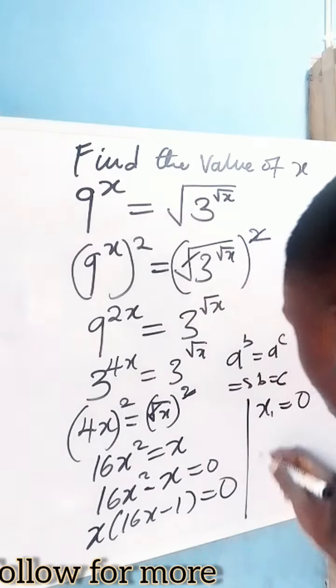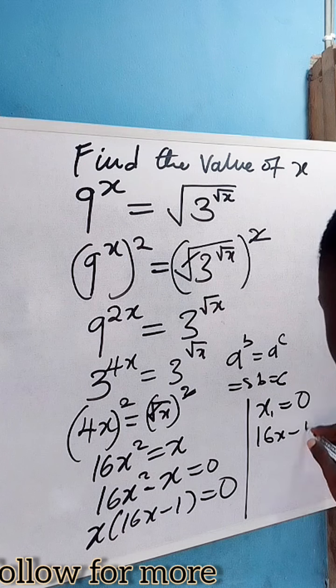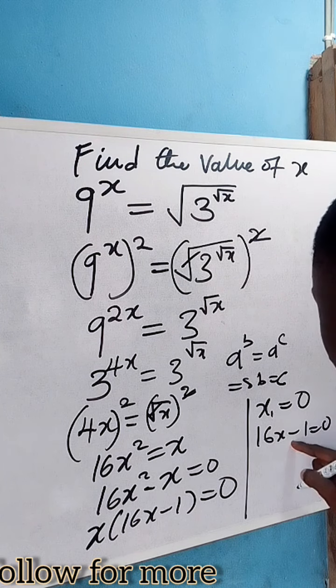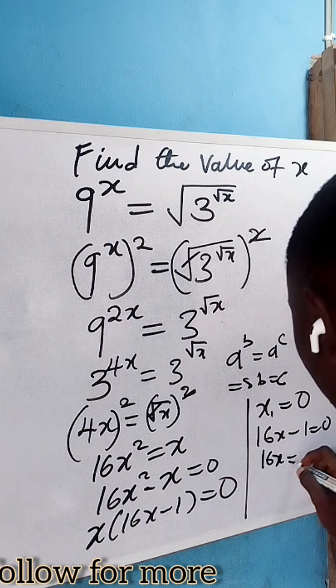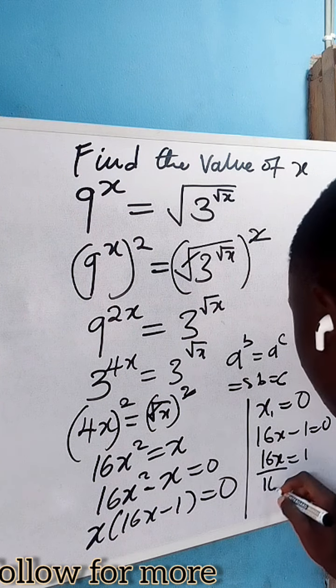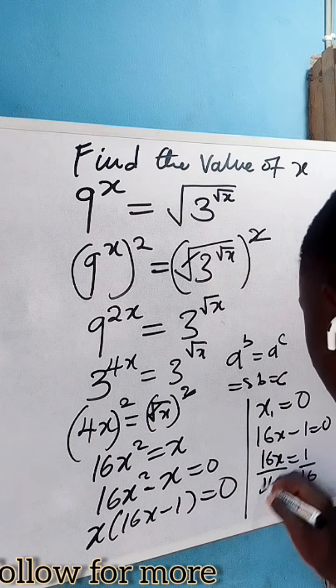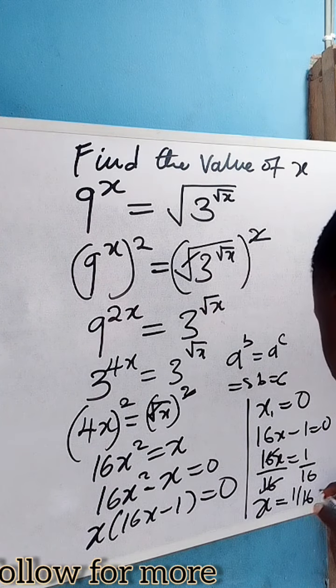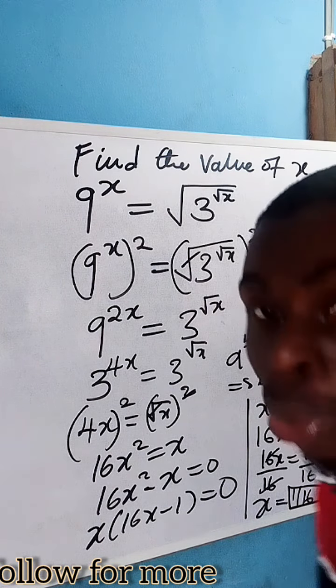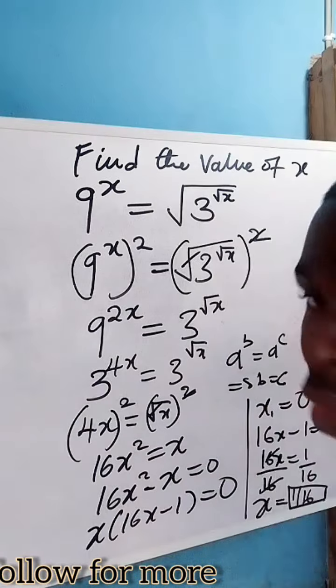For 16x minus 1 equal to 0, move minus 1 to the right hand side. I'm going to have 16x is equal to 1. If you divide both sides by 16, this cancels out. So x is equal to 1 over 16. So this is the final answer. 1 over 16 is the answer to this exponential equation.